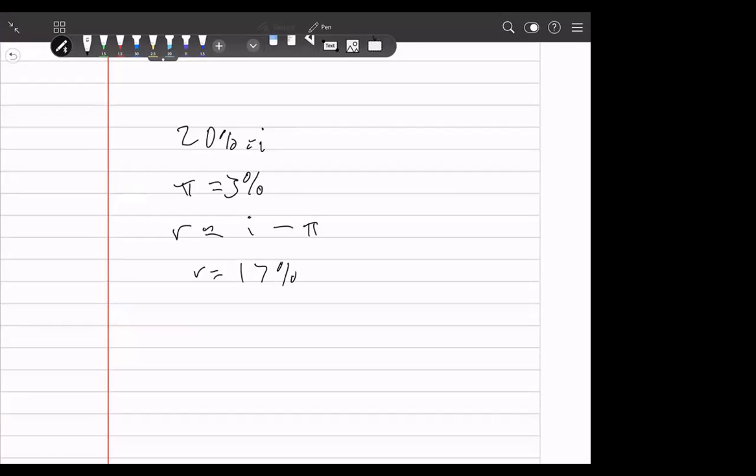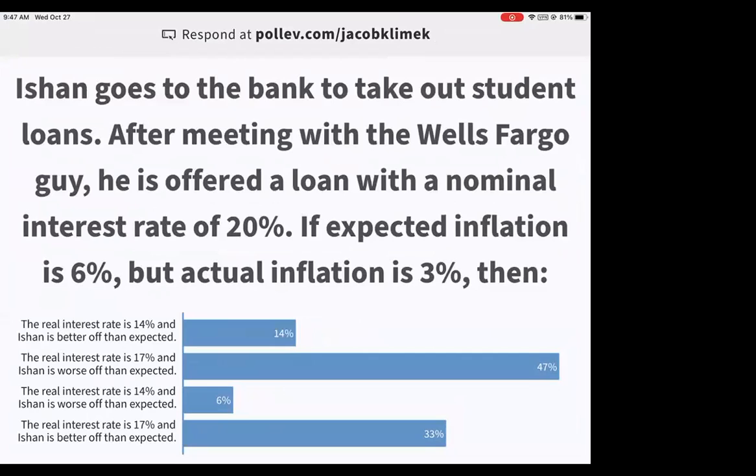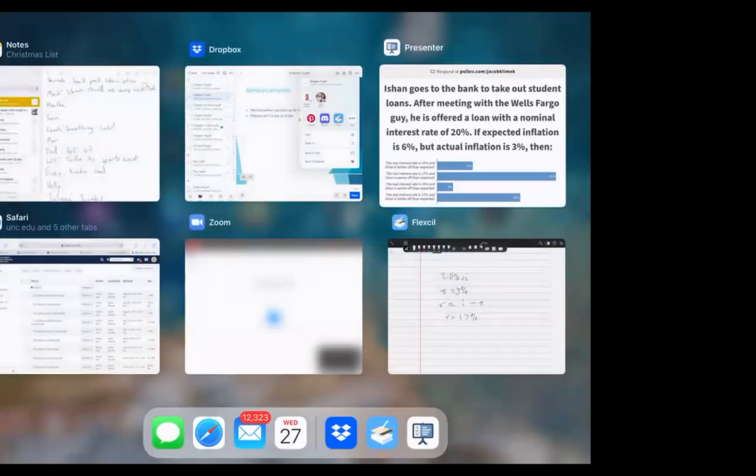The second part asks whether Ishan is better off or worse off than he thought he was going to be. Well, the person who gets the loan is better off if inflation is higher than they thought, or sorry, worse off if it is lower than they thought. Because if inflation's lower, his real interest rate is higher. So his actual cost of the loan is higher than he thought it was going to be. So what did we have? Actual inflation was lower. So he is going to be worse off than expected, and the real interest rate is 17%. Okay, hopefully that was a good amount of review.